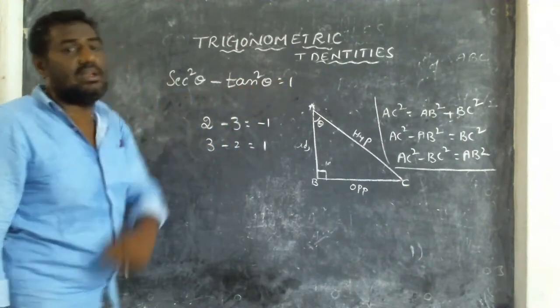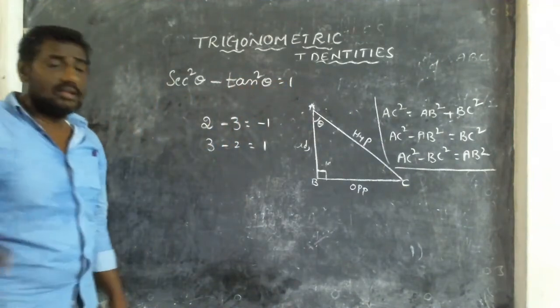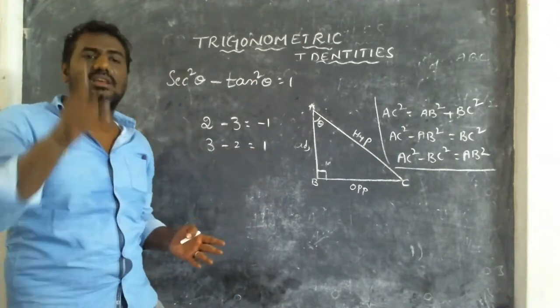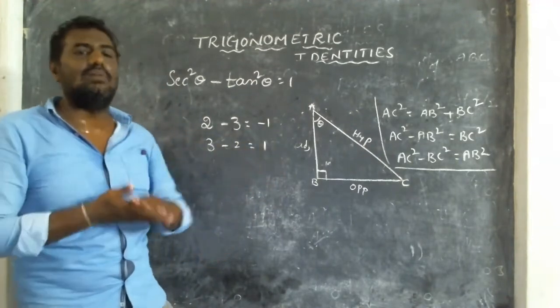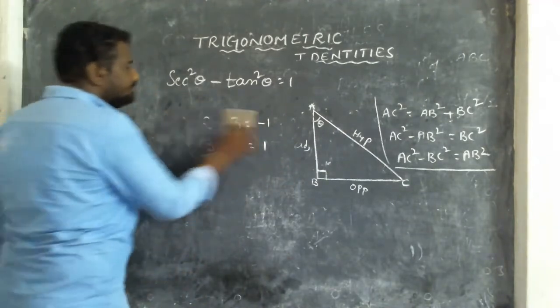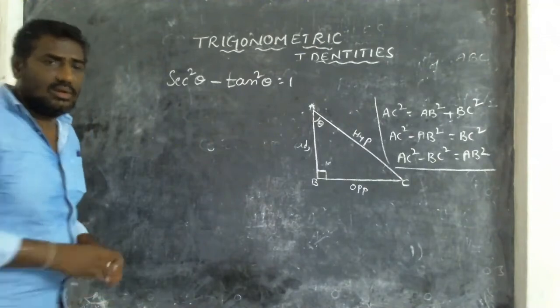Sec square minus tan square. So both are not equal. Be careful. In the case of the first identity, sin square plus cos square is 1 only, and cos square plus sin square is also 1 only. In the case of plus only, both sides will be equal. Now both sides are not equal because of the minus. That is the main thing you have to remember.